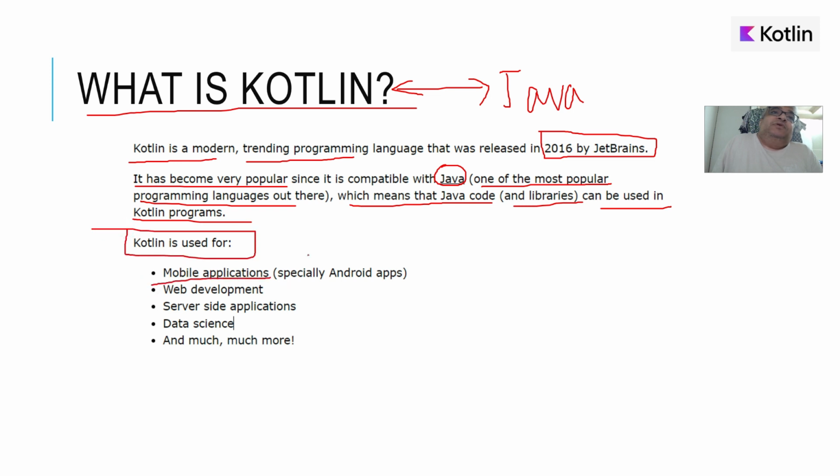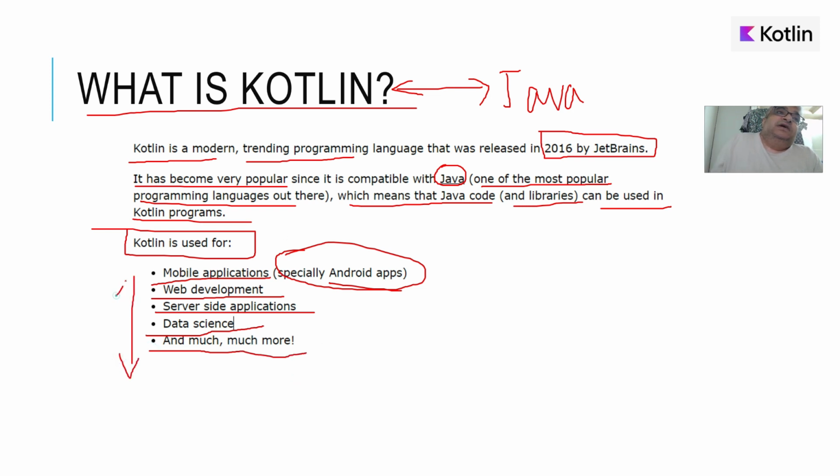So what are the main purposes of the Kotlin language? It's used for mobile applications, and especially for Android apps. If you are interested in developing Android applications, you can learn Kotlin and start Android development. Further, it's used for web development on the server side, and in data science and much more. So it has many applications, and one thing which may be of interest to you is Android application development.